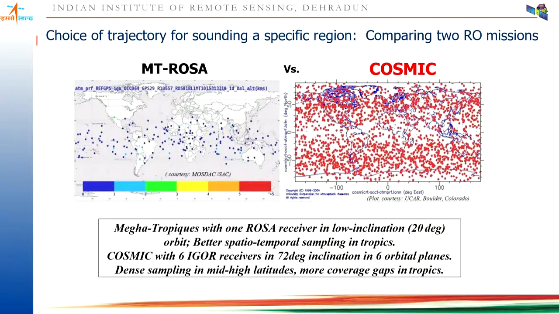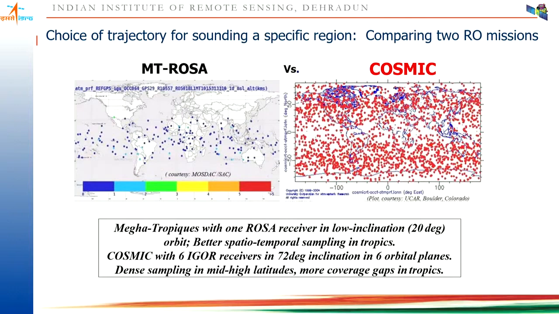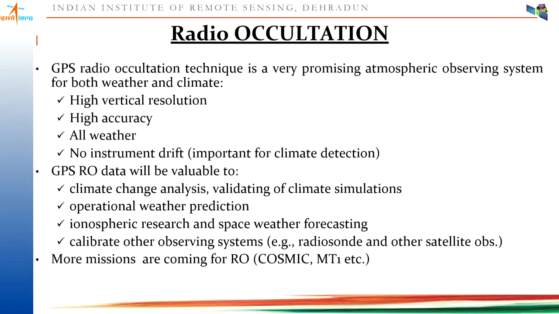So we have various missions here, like Megha-Tropiques. We have a ROSA payload, and since Megha-Tropiques has an inclination of around 20 degrees, it is more useful for the near equatorial region. So whatever soundings or impact points come will vary around near the equator, plus or minus 20 degrees.